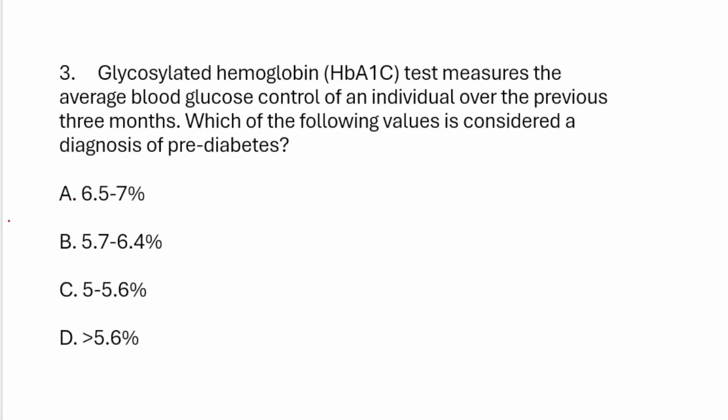Next, glycosylated hemoglobin means HbA1c. Hemoglobin contains glycosylated hemoglobin. The test measures the average blood glucose control of an individual over the previous 3 months. Which of the following values is considered a diagnosis of pre-diabetes? The normal HbA1c is up to 6%; up to 6% it is called normal.